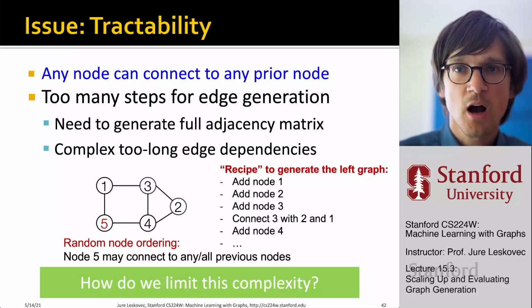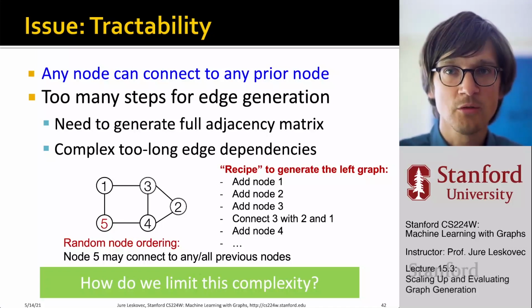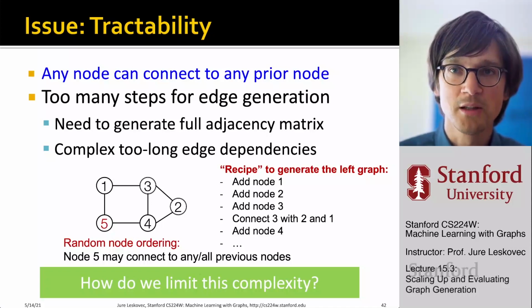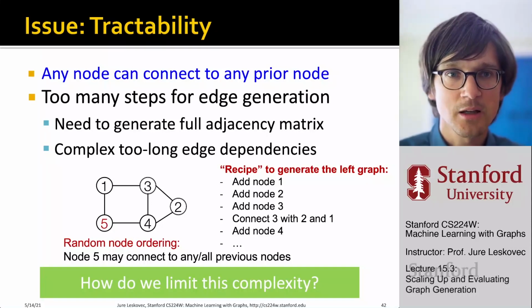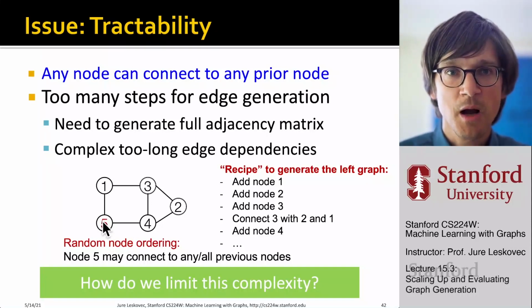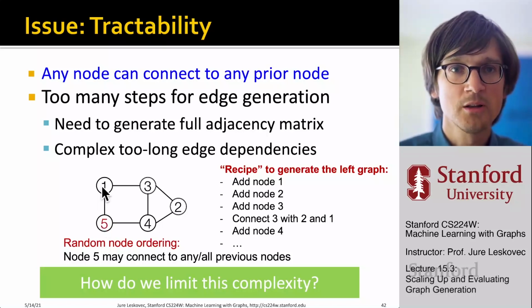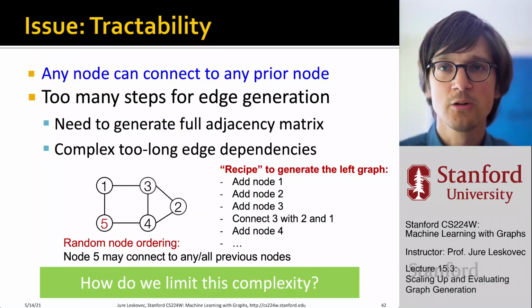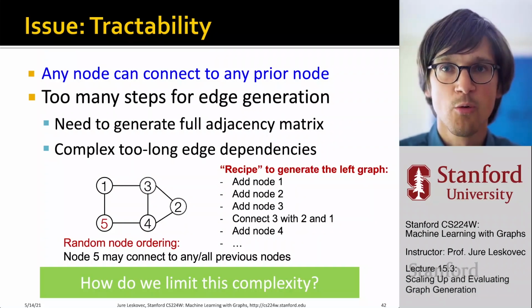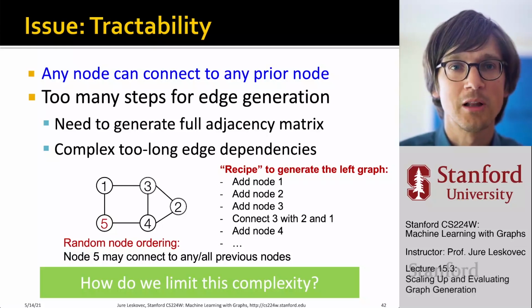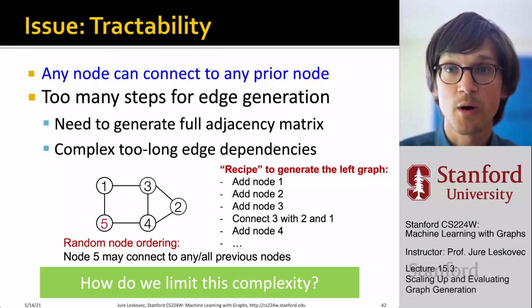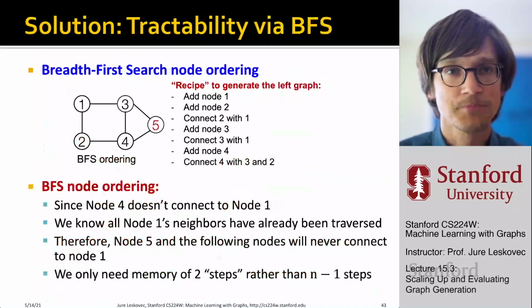And the question is, how would we limit this complexity and how would we limit these long-range dependencies, right? Because this means that the hidden state of node 5 somehow has to remember that node 1 was added at the beginning and that 5 should link to 1. And that's a lot to ask our model to do. So if we can help it in any way, that would definitely help.